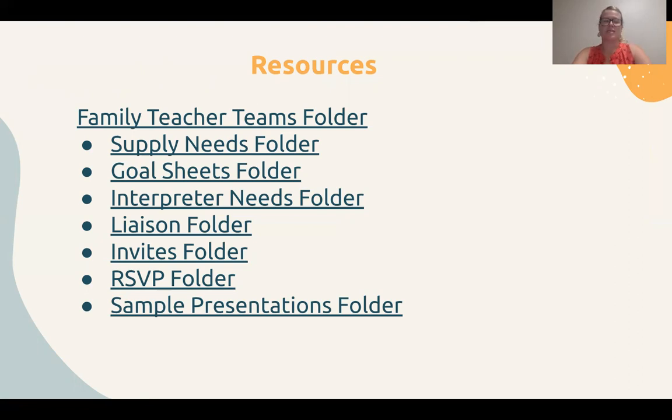I think that this is a large part of getting ready for family teacher teams, and the fact that it's here and ready for you is such a great asset. And it's something that hopefully will take something off of your plate so that you can really focus on what your intention is for family teacher teams and how you're going to really build those relationships and that community at your school or in your classroom.